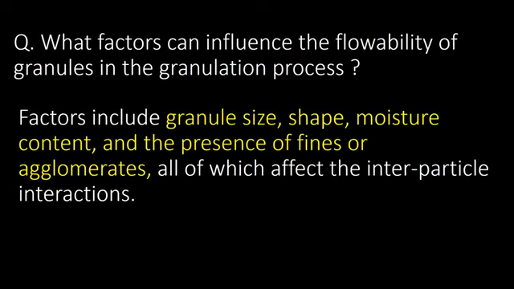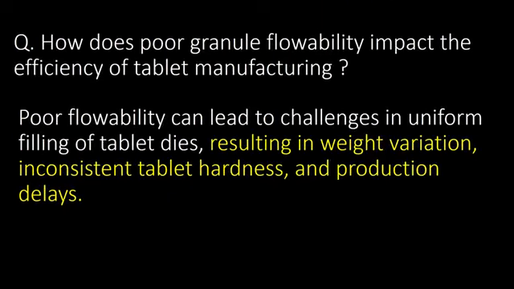What factors can influence the flowability of granules in the granulation process? Factors include granule size, shape, moisture content, and the presence of fines or agglomerates, all of which affect the interparticle interactions. How does poor granule flowability impact the efficiency of tablet manufacturing? Poor flowability can lead to challenges in uniform filling of tablet dies, resulting in weight variation, inconsistent tablet hardness, and production delays.